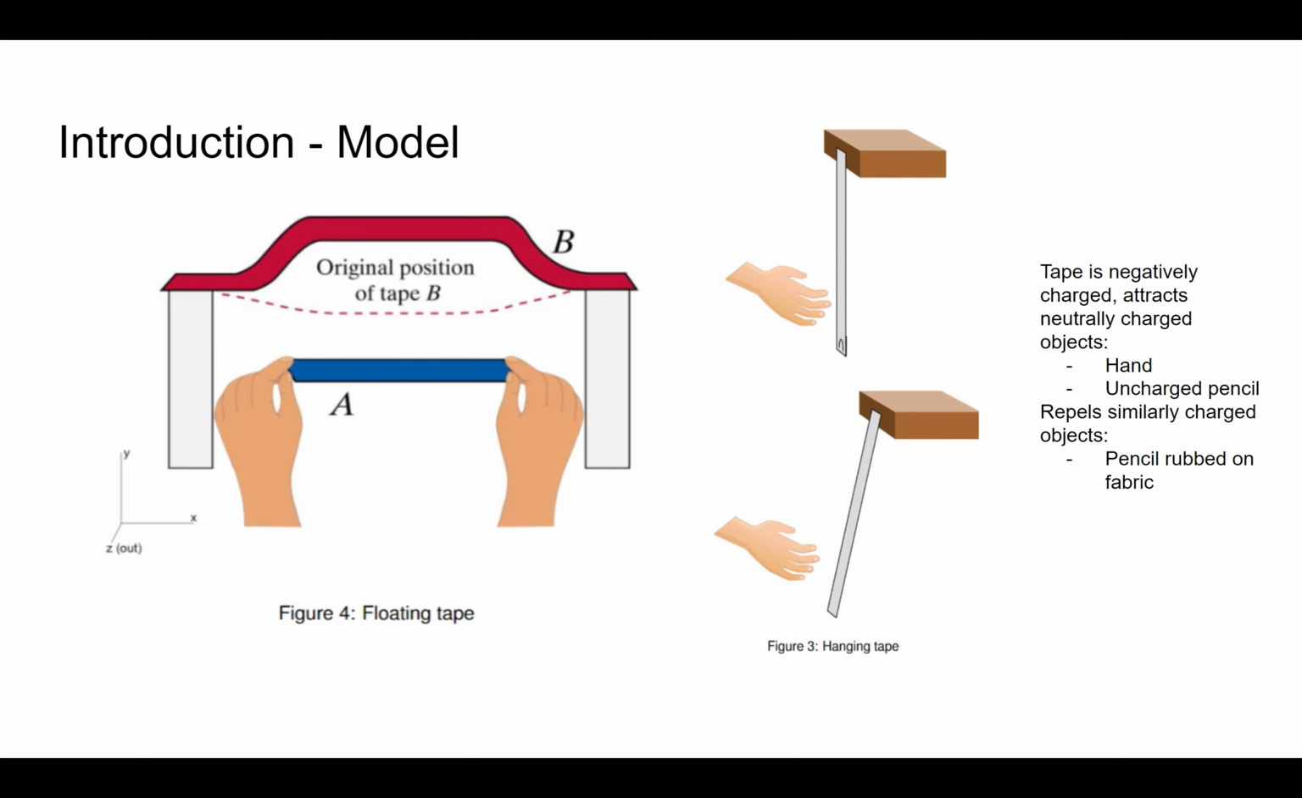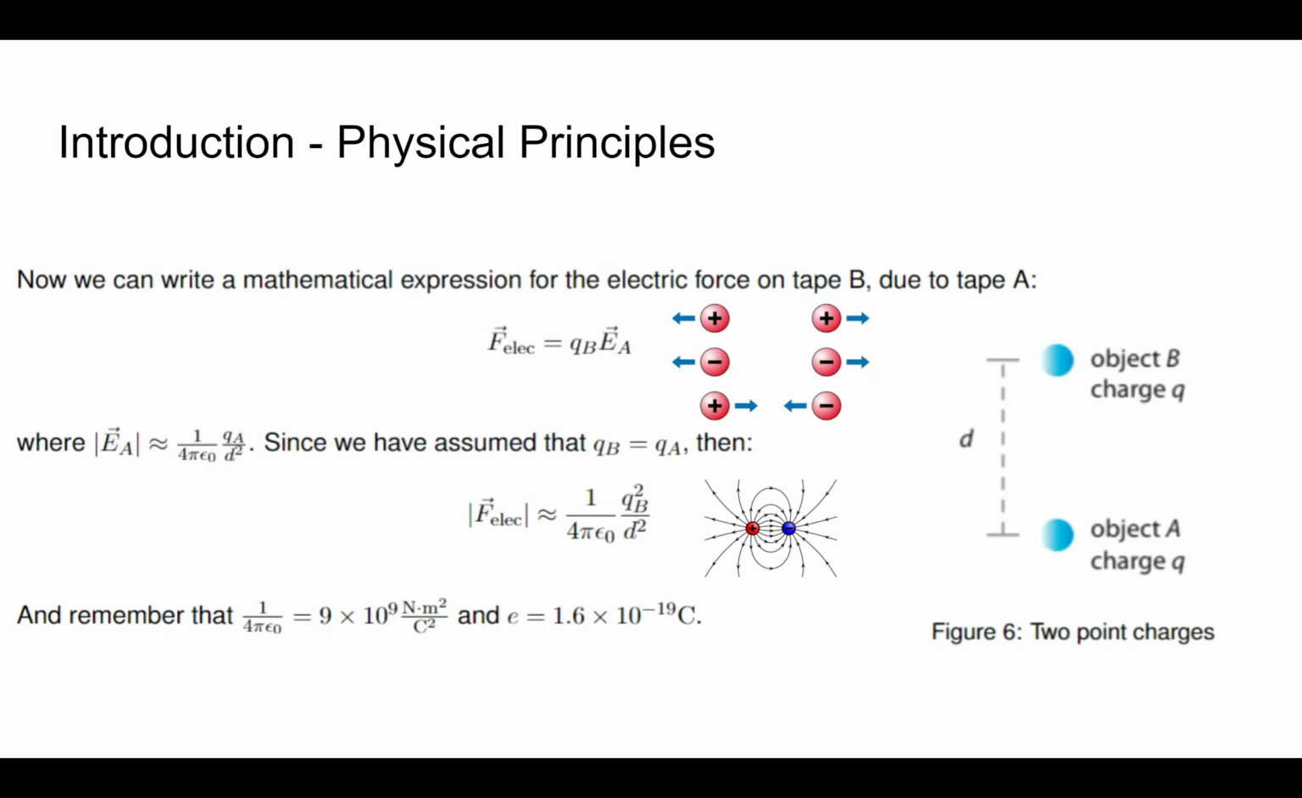The model on the right shows that a charged piece of tape will attract neutrally charged objects, like a hand or an uncharged pencil, and it will repel similarly charged objects. If you rub a pencil on fabric and put it next to the tape, it will repel the piece of tape.